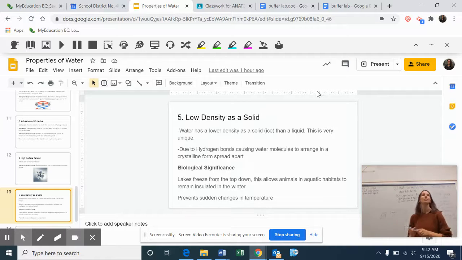Are there other substances that also have a less dense solid? No, just water? Yeah. As far as I'm aware, I should double check that, but I'm pretty sure water is the only one.